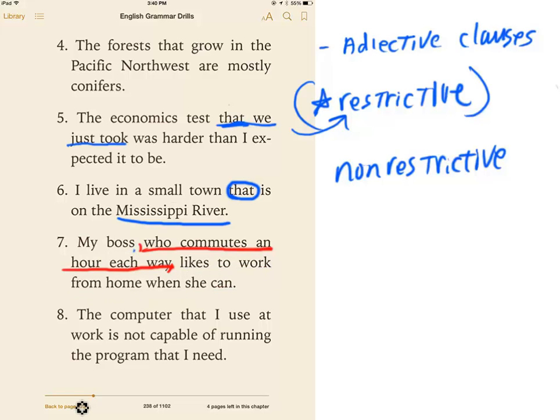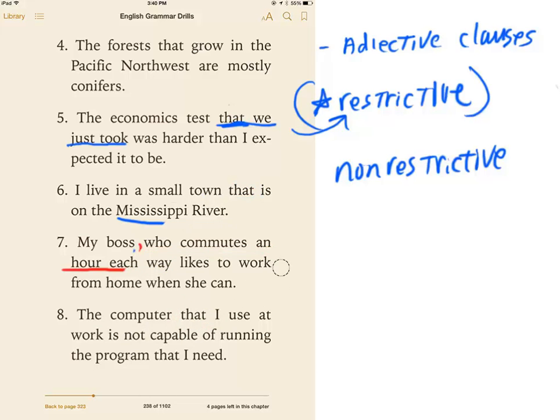Okay? The computer that I use at work is not capable of running the program that I need. The computer is not capable of running the program that I need, but I would probably need to know which computer. Two things tell me this is restrictive. Number one, it has that, which means it's restrictive. Number two, I need to know which computer can't run the program, okay? The one at work, all right?